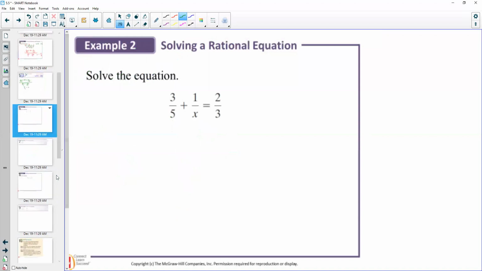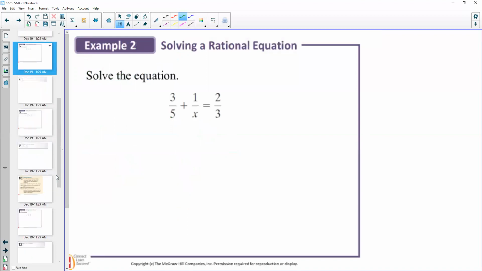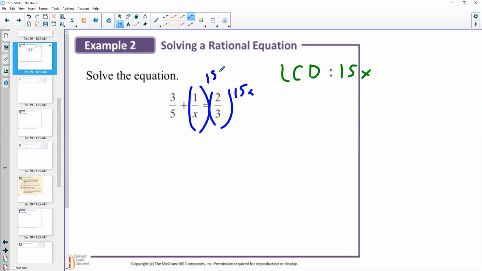All right, let's try this one. Now here, it's got a variable in the denominator, right? So we still need the least common denominator like we were finding before. We need the least common denominator to cover the numbers and the variables. So in this case, the least common denominator of 3 and 5 is 15, and I need an x. The least common denominator is 15x. You are going to do exactly what we just did. Again, you're going to multiply every single part by 15x, and then we're going to cancel.